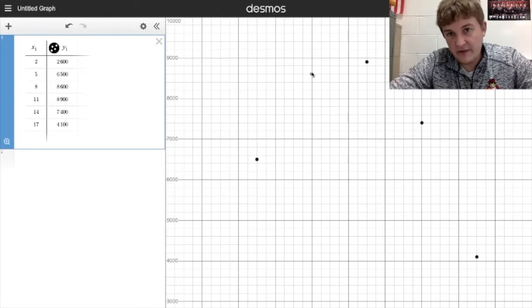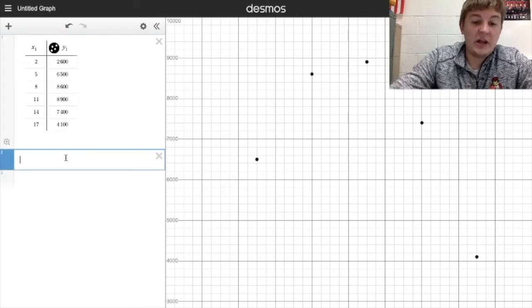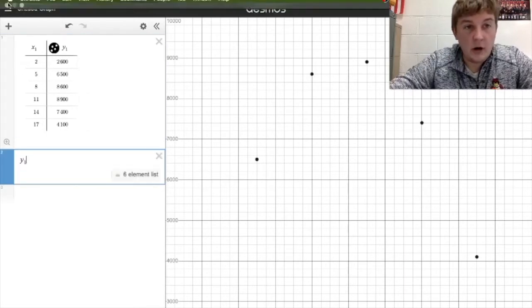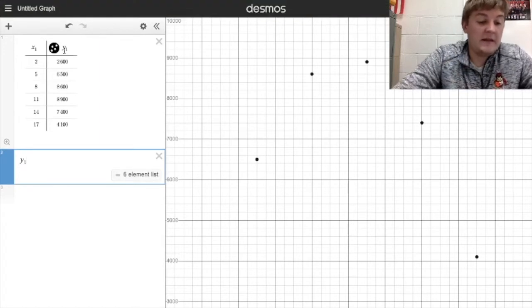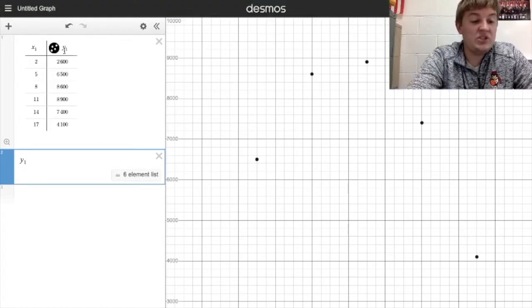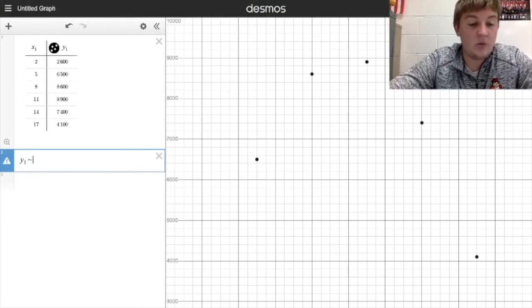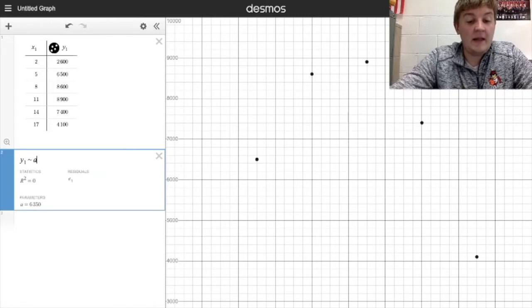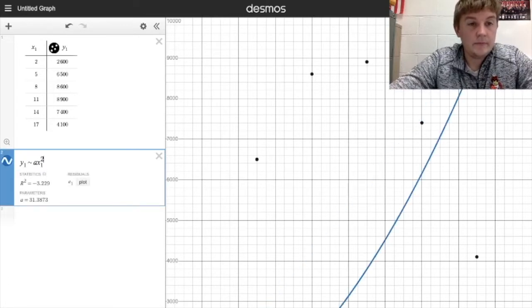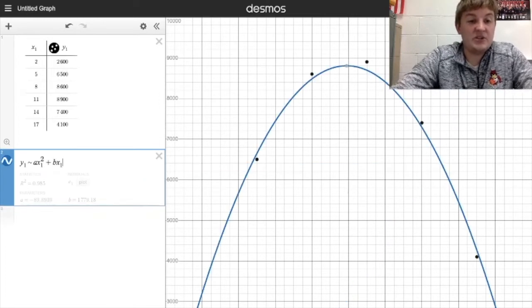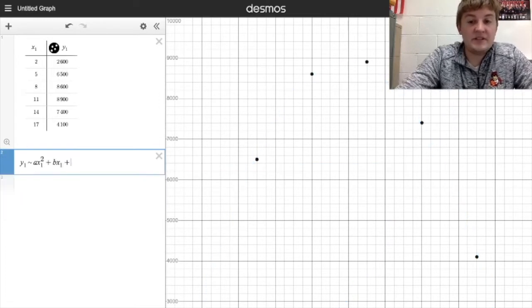It appears as though it follows generally some sort of parabolic path. So we want to go ahead and use our regression. So you're going to hit Y then 1 for our Y sub 1 element. Okay, and then if you hit that tilde button, which is shift and then the button right next to the 1 to the left of it. And then we want it in the form A times x1 squared plus B times x1, and then plus C.